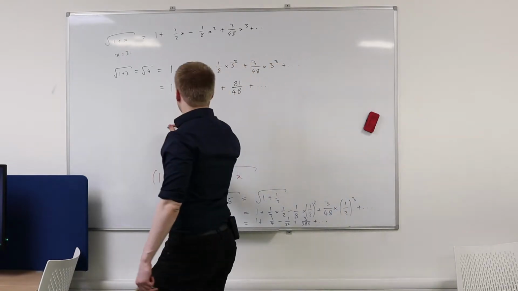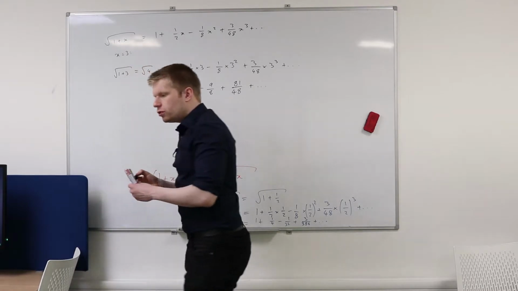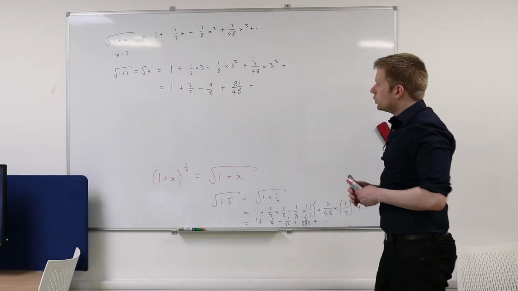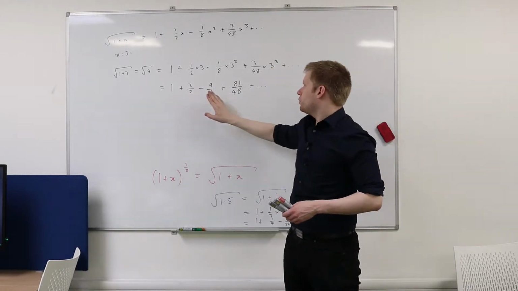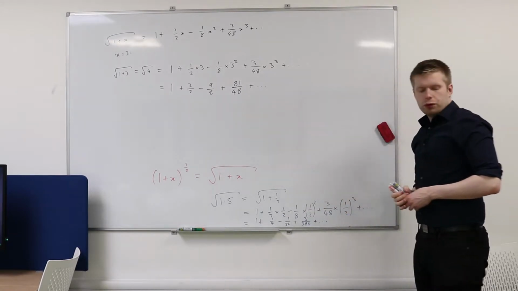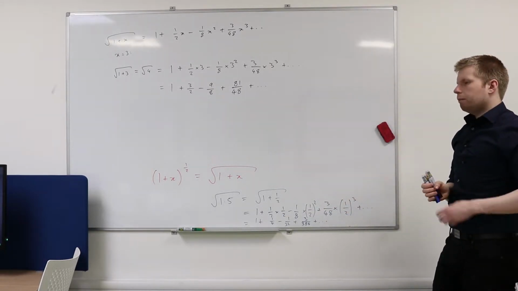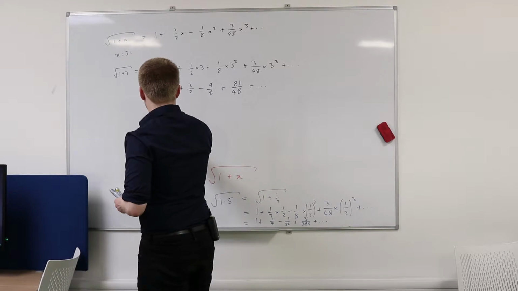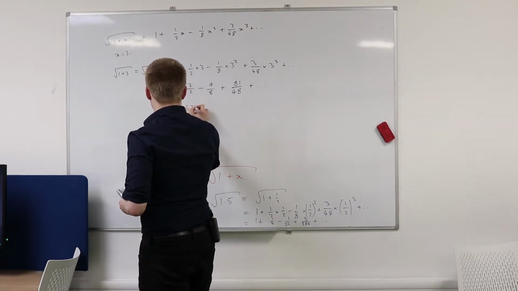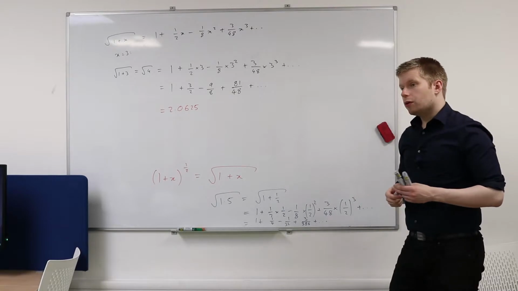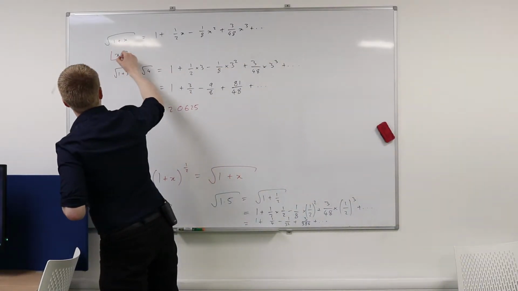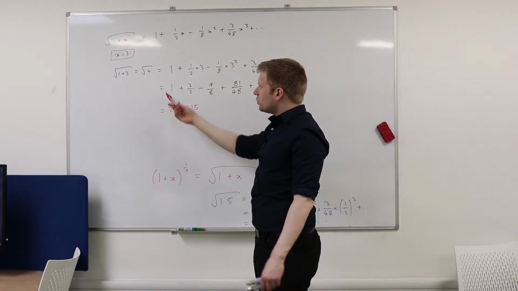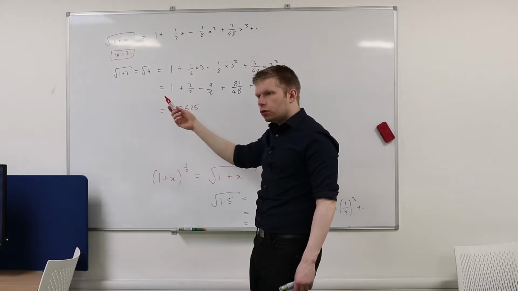Could you type that series in your calculator to see what we get? 1 plus 3 over 2 minus 9 over 8 plus 81/48. 0.0625, okay. So we get 2.0625. So when we try x equals 3 in this, we get 2.0625. Now clearly that's not right, we want that to be equal to 2.